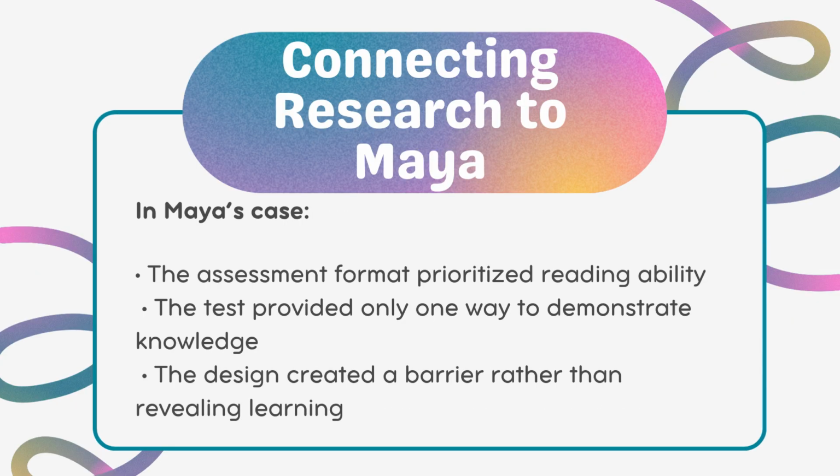When we apply these research ideas to Maya's case, we can see how assessment design created a barrier. The test relied heavily on reading complex questions and choosing answers quickly. This meant that reading ability and test-taking skills influenced the result more than actual coding knowledge and what the course was meant to assess. As a result, the assessment did not accurately represent Maya's understanding.